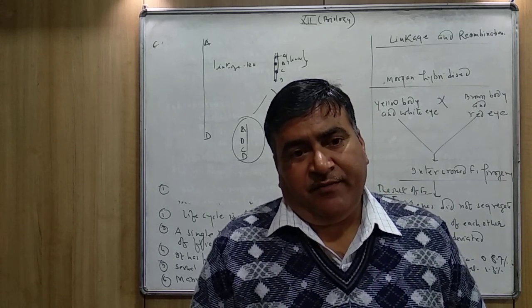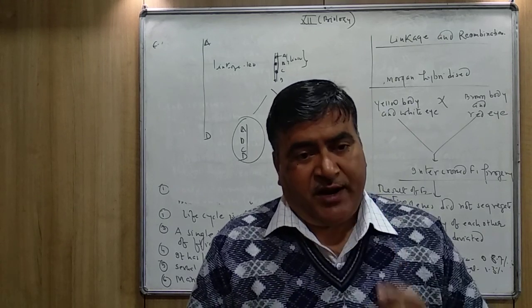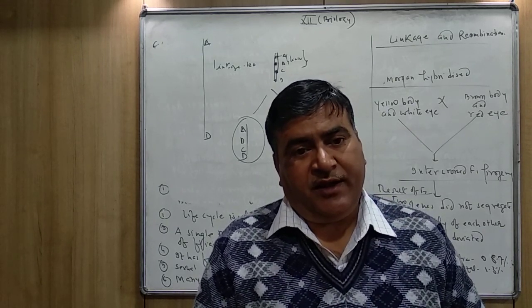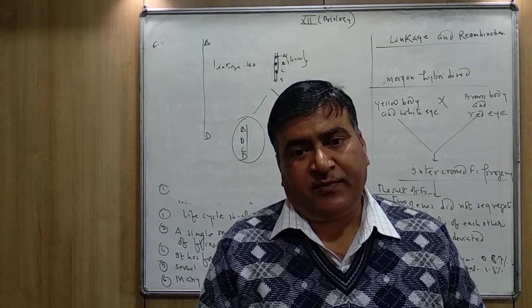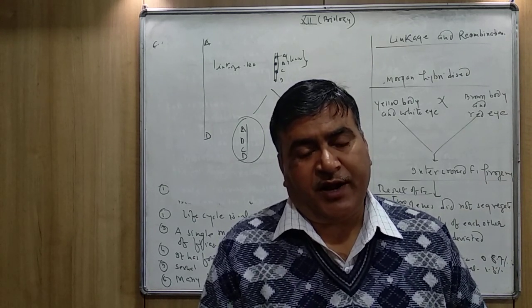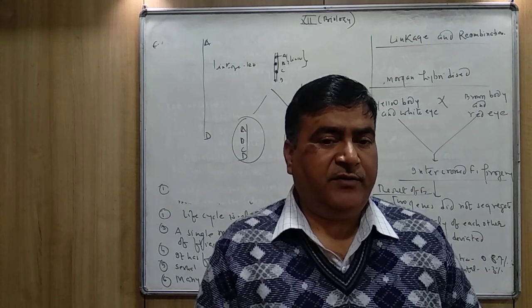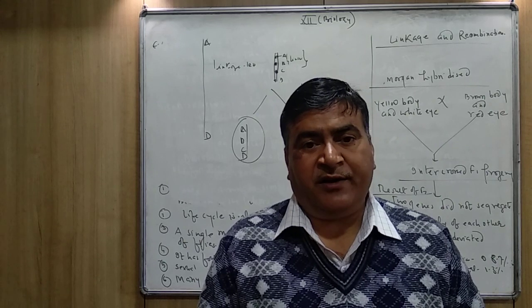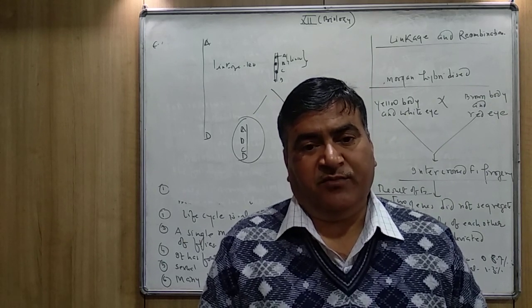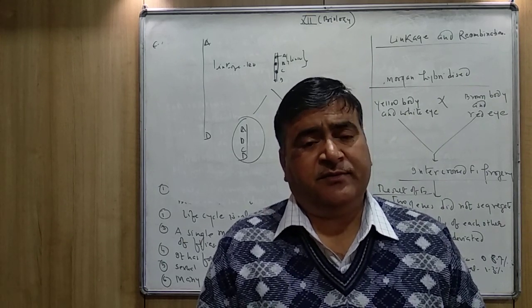Question number 2. Write the scientific name of the fruit fly on which T.H. Morgan did his experiment.